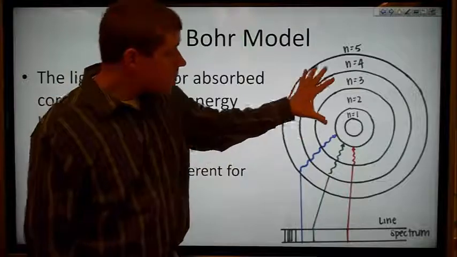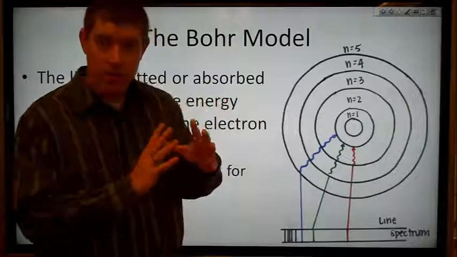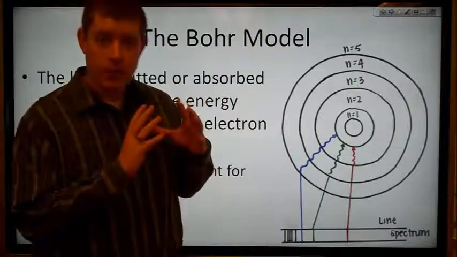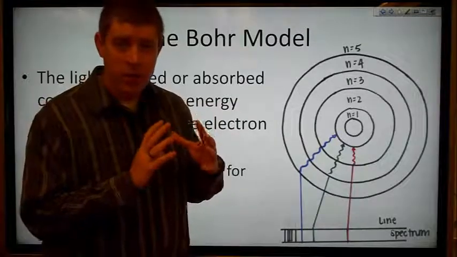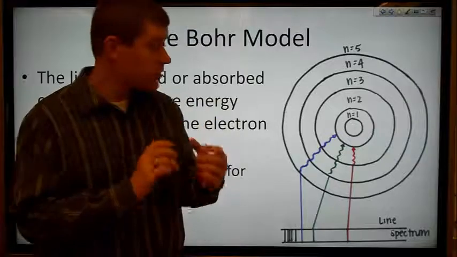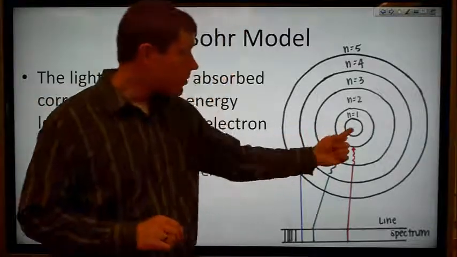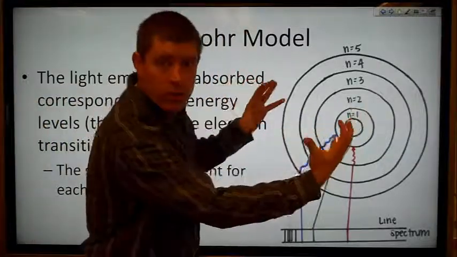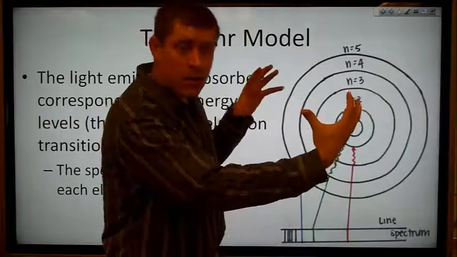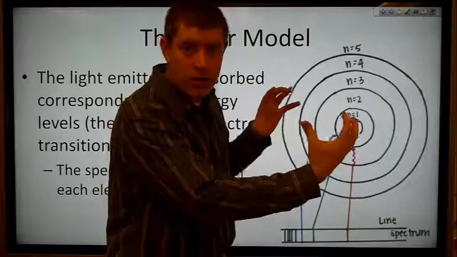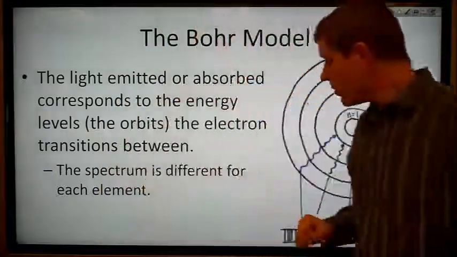So that means that these rings are at different places for each element, because each element has different numbers of protons in the nucleus. So those rings are in different places. So as we put more and more protons in the nucleus, those rings all get closer and closer in to the nucleus, because the electron is being attracted stronger and stronger to the nucleus.